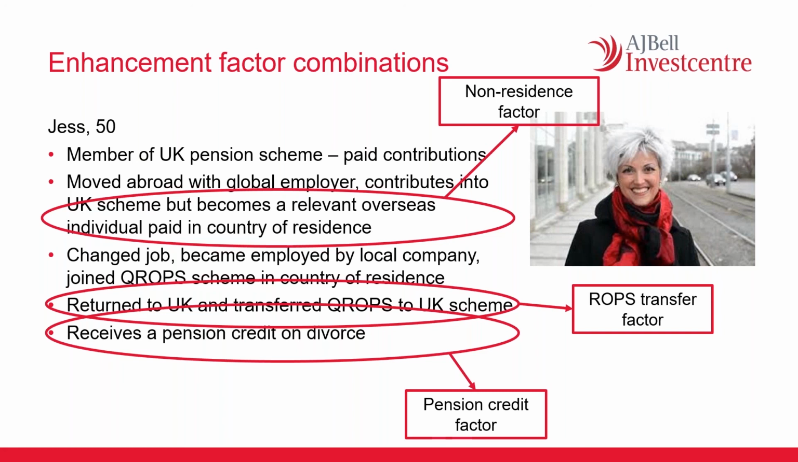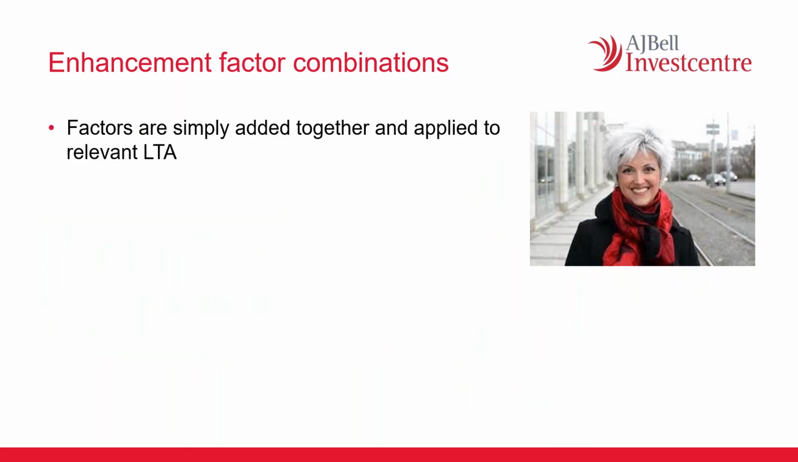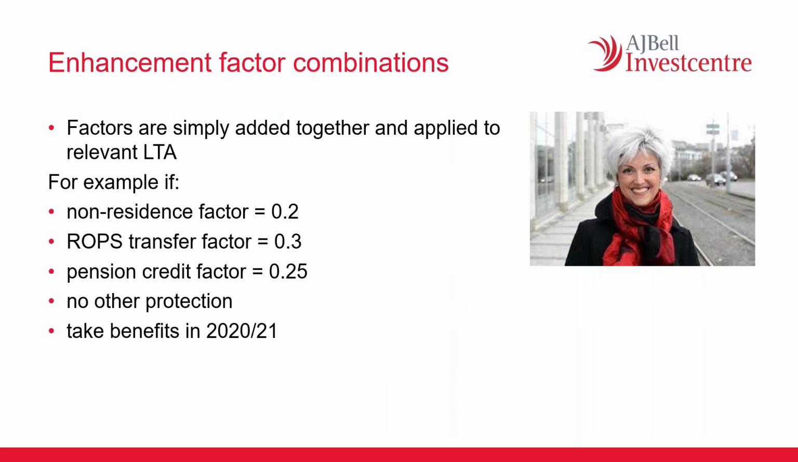Of course, it is actually possible for people to have multiples of each type as well. So there's not really a limit on how many enhancement factors somebody could potentially have. Probably fairly unusual to have lots of them, but it is theoretically possible. The good news is that you simply add all those factors together and apply it to whatever the relevant lifetime allowance is. So, for example, if she had a non-resident factor of 0.2, a ROPS factor of 0.3, a pension credit factor of 0.25, no other protection, takes benefits this year.